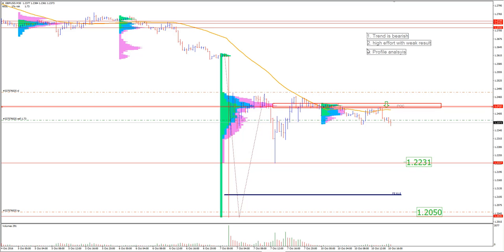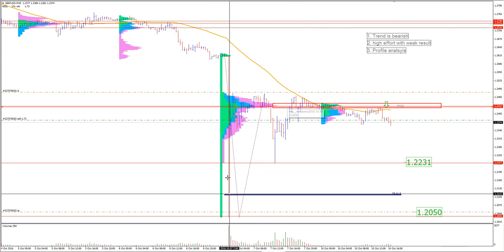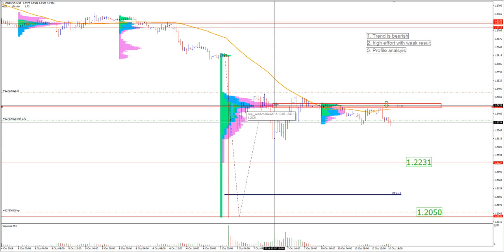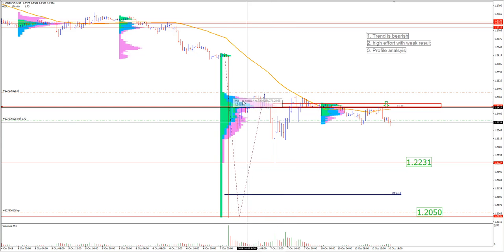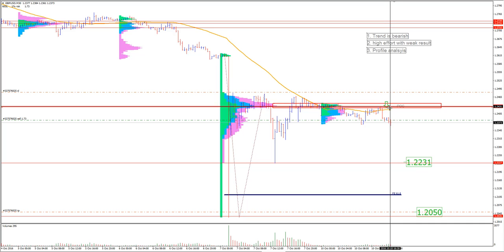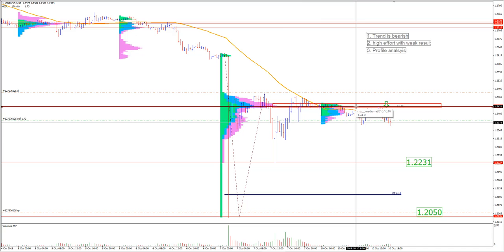Okay, if I want to position myself, so this is the histogram, the profile histogram. This area here where you see the histogram has this highest peak at this point here, this is what we call the point of control, and that point of control is basically the point of control from Friday. The point of control from Friday is actually set at 1.2430.